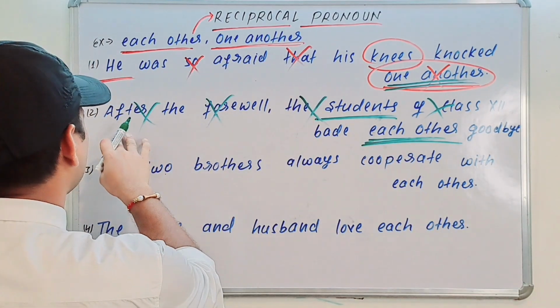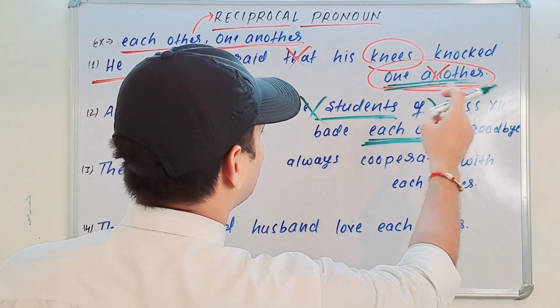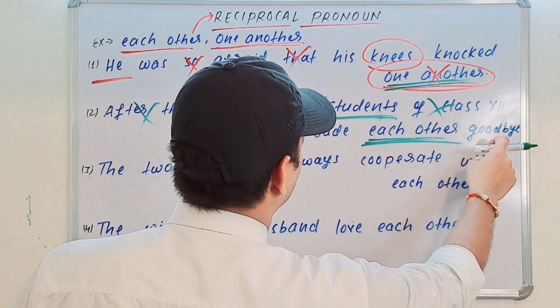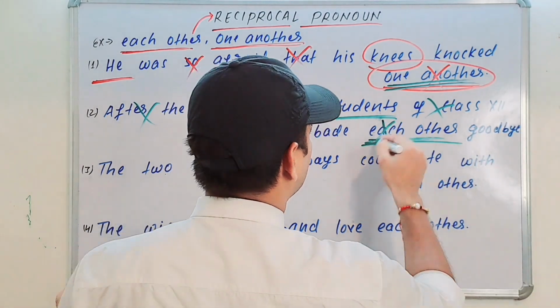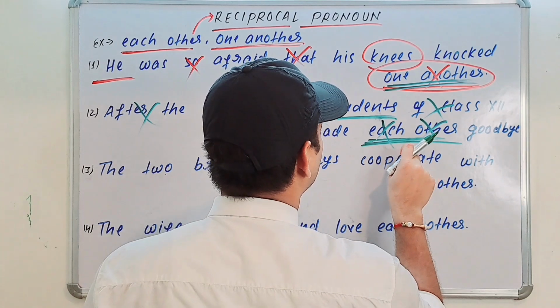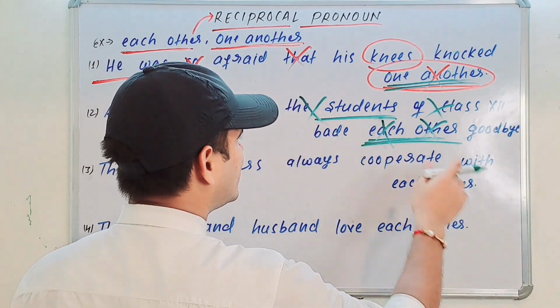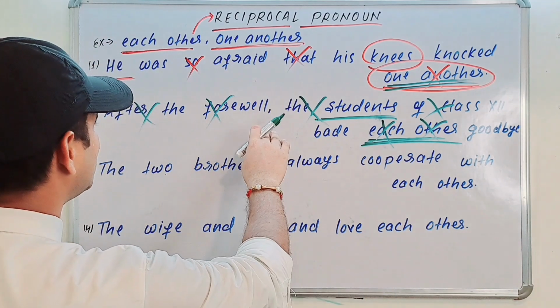Each other is only used for two in number. Second, after the farewell, the students of class 12 bade what? One another goodbye. Don't use each other for more than two students; use one another in place of each other for more than two students. That's why the sentence is incorrect.